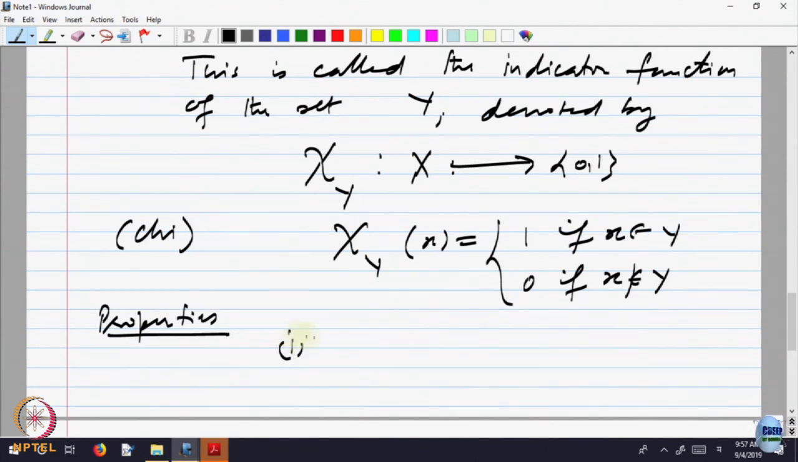So, we have Y contained in X. What is the indicator function of X? The complement of X is the empty set, I am sorry. So, this is the constant function 1. Okay.